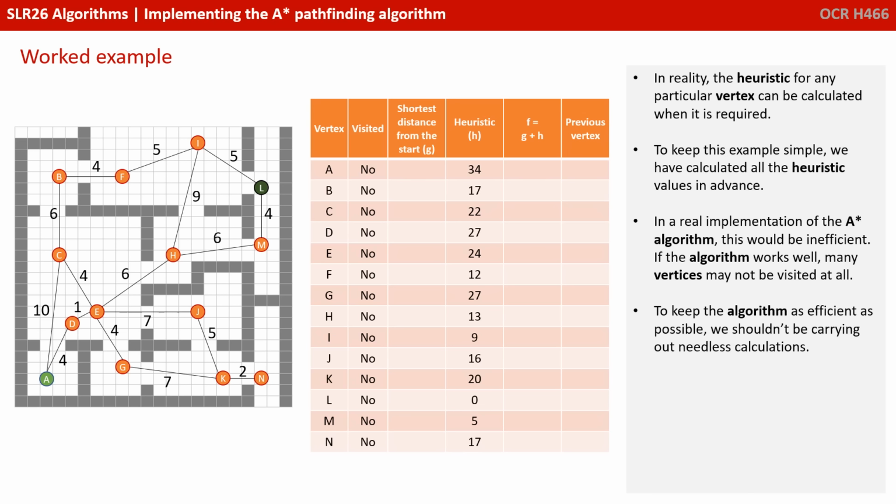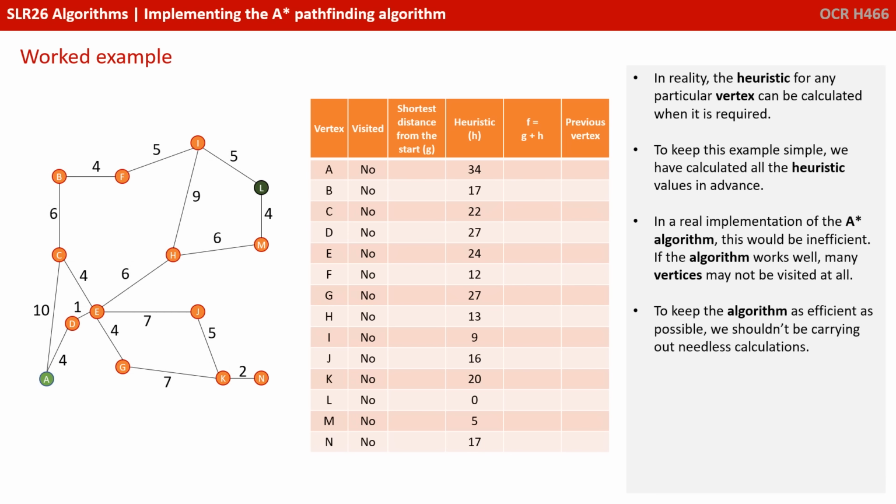Now, in reality, the heuristic for any particular vertexes can be calculated when it is required. To keep this example simple, we've pre-calculated and populated the heuristic values in advance. In a real implementation of the A-star algorithm, this would obviously be inefficient. If the algorithm works well after all, many vertices may not be visited at all. So to keep the algorithm as efficient as possible, we shouldn't be carrying out needless calculations in advance if we're never going to require them.